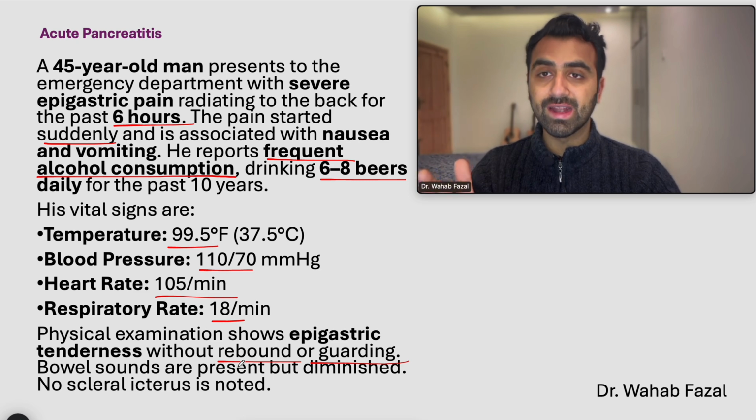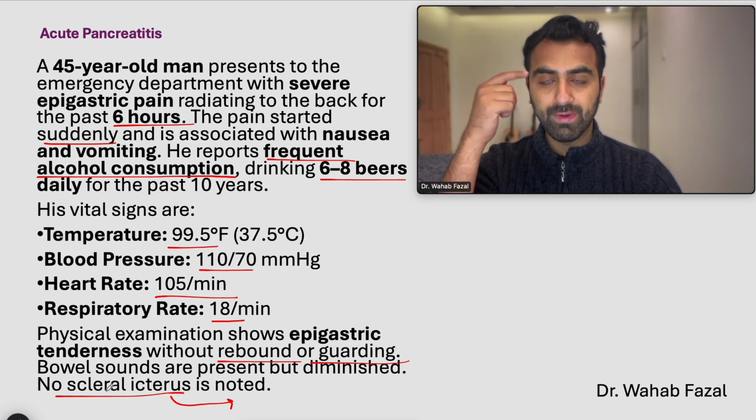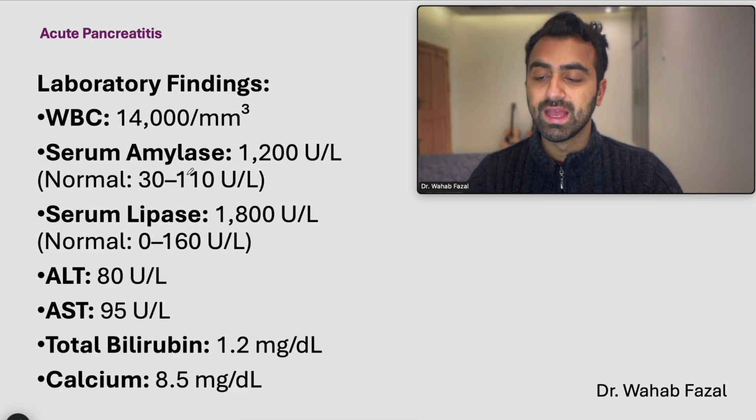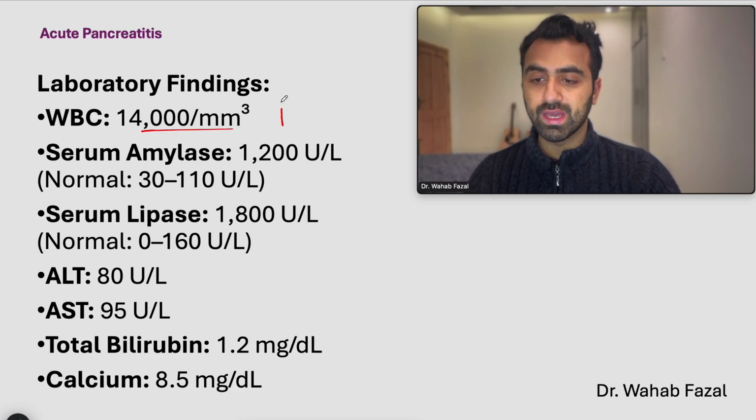Rebound or guarding, I talk about this in my appendicitis video, but we'll talk a little about this in this one too. Bowel sounds are present but diminished. No scleral icterus is noted. Basically, no yellowness of the eyes. Sclera is the white of the eyes, icterus means yellowing, so no yellowing of the eyes is noted, so no jaundice. WBCs are 14,000, so they are up.